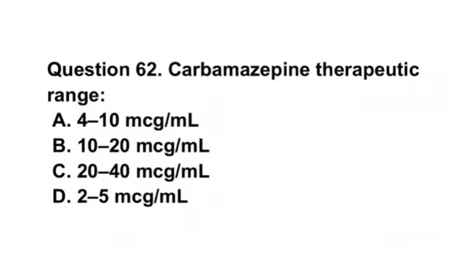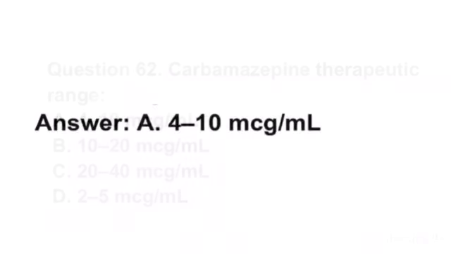Question 62. Carbamazepine therapeutic range. A. 4 to 10 micrograms per milliliter. B. 10 to 20 micrograms per milliliter. C. 20 to 40 micrograms per milliliter. D. 2 to 5 micrograms per milliliter. Answer: 4 to 10 micrograms per milliliter.